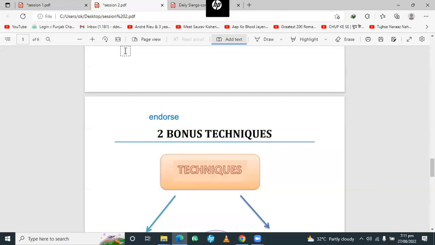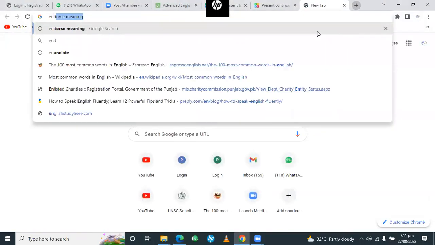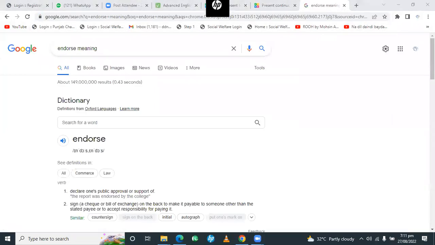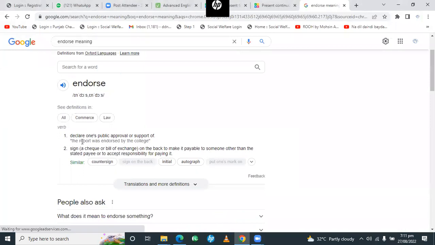So on a daily basis, just start from one word. One word is enough. Then go on Google and search for the word. Suppose I'm writing here the word endorse meaning. You have to do this. Now you can see here we have a lot of different words for it. Here is the explanation: declare one's public approval or support of. Then we have countersign, we have autograph, we have a lot of different words. You have to go and explore words and use them in a lot of different ways.